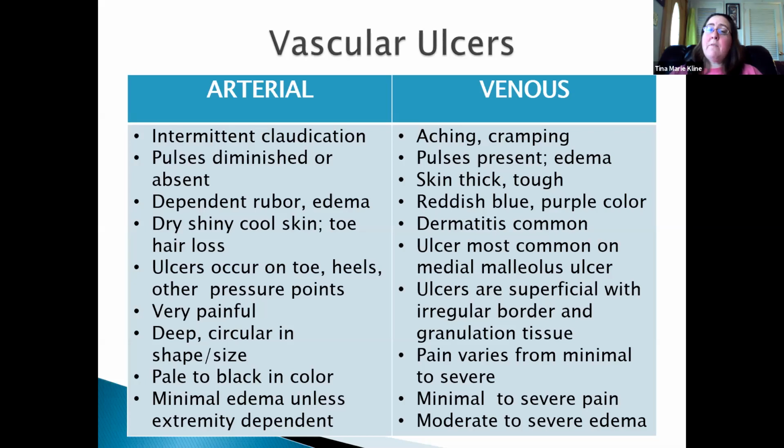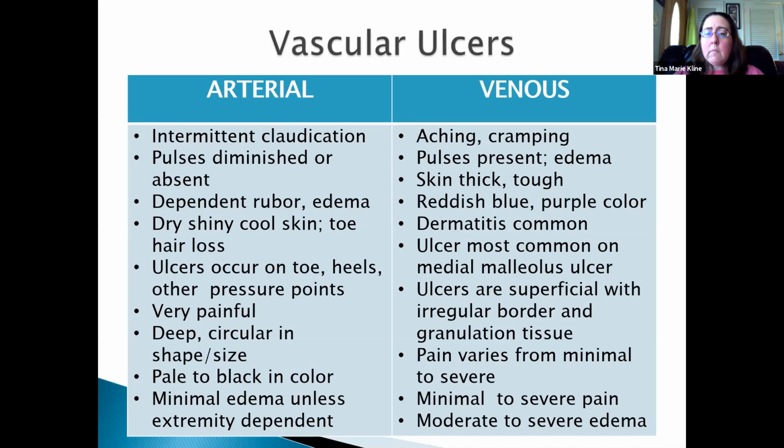The ulcers that we see with venous, the most common place you're going to see them is on the medial malleolus. That tends to be the most common place they see. But again, they tend to be more superficial. They're not going to be deep the way the arterial ulcers are going to be. And your venous ulcers will have an irregular border, and the wound bed itself will have that granulation tissue. They can be painful. Arterials usually are very painful. Venous ulcers, it can vary. Your patient can have very minimal pain to very severe pain. So it just varies. And also, again, with the edema, not only from the wound, but from the poor circulation as well.